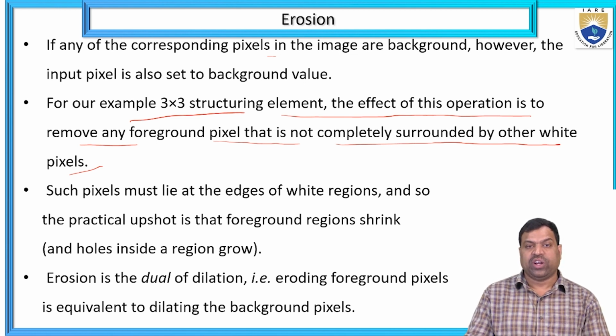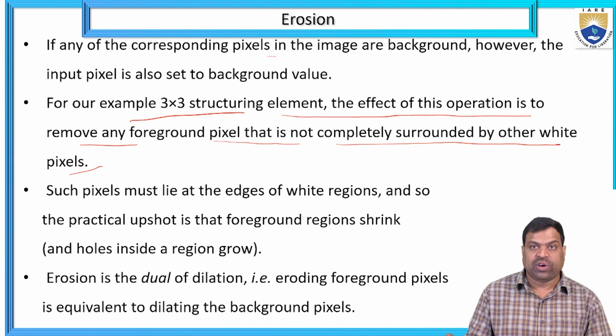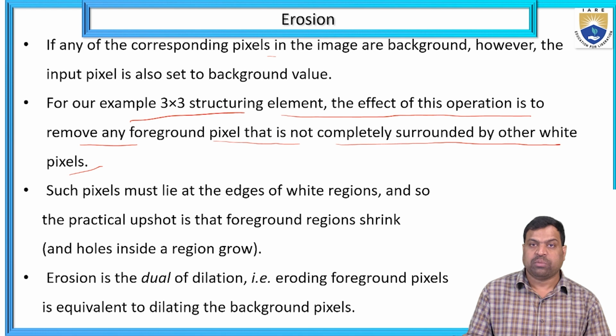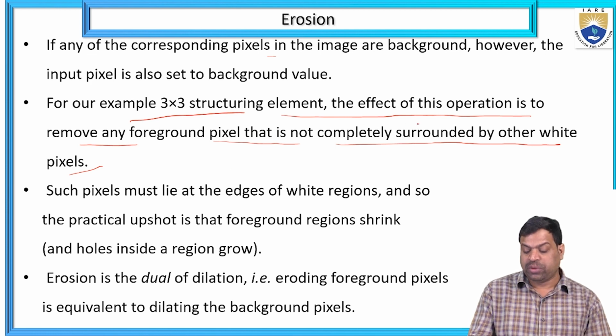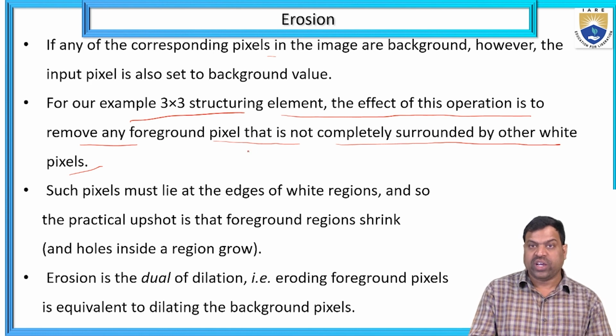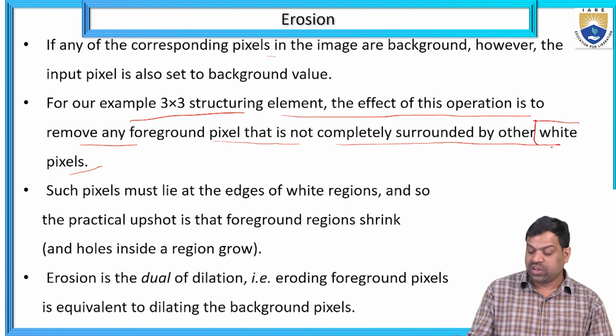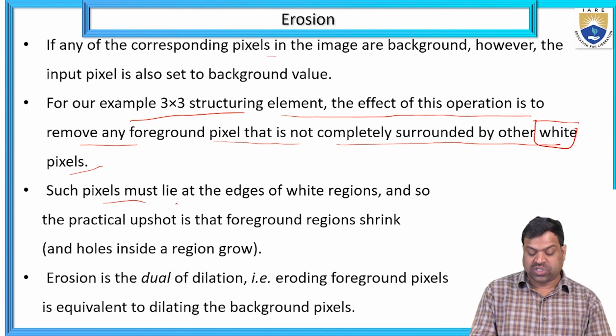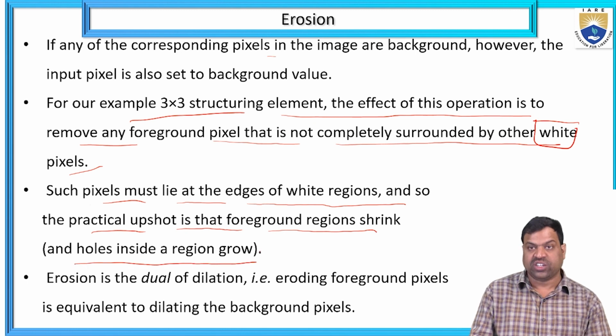So I am taking the background values of the 3x3, all in background. If I want to remove the background pixels, they definitely go to the foreground. Then the pixel values will be changed. When you are changing the pixel values, that is the erosion. So with the 3x3 structuring element, the effect of this operation is to remove any foreground pixel that is not completely surrounded by other white pixels. We have to decide whether to remove in the foreground or background, that is important. Such pixels must lie on the edges of white regions, and the practical upshot is that foreground regions shrink and holes inside a region grow.